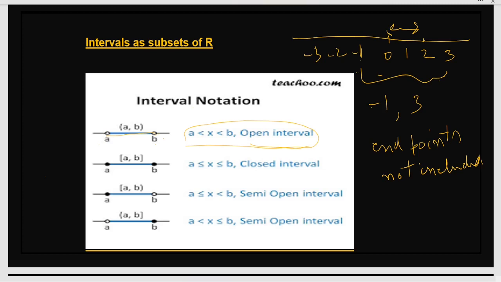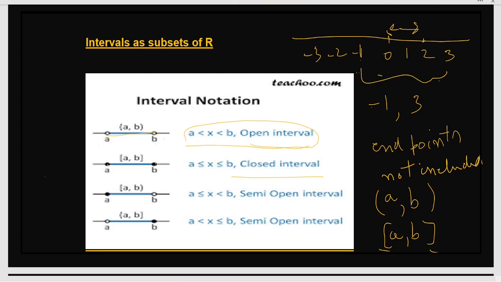So this is denoted by (a, b), with these round brackets. A closed interval means we use square brackets. The points are solid dots. This [a, b] is the interval, and both A and B are included in the closed interval. We'll write [a, b].